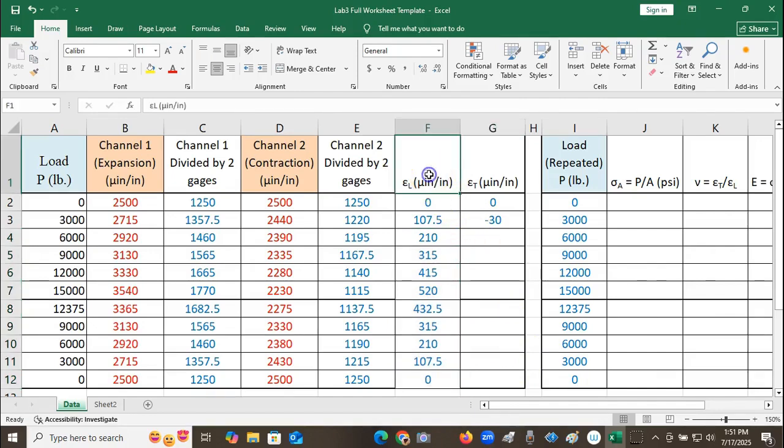Be careful, this is micro inch per inch. So when it says 415, that doesn't actually mean 415 inches per inch. It's 415 micro inches per inch. So it's 415 times 10 to the negative 6. These are very tiny quantities. Okay, and then I'm going to copy this cell down like so. And there you have it.